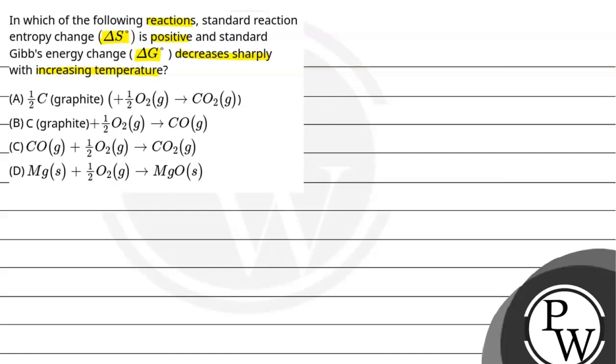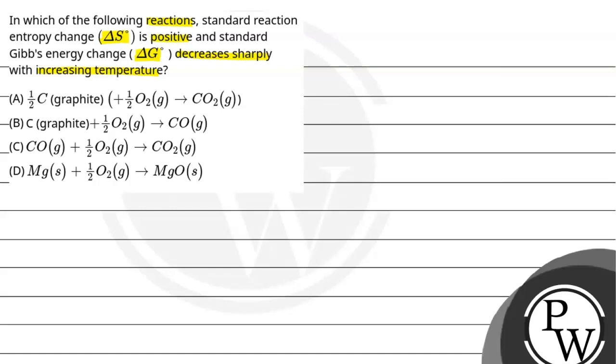So we have 4 reactions A, B, C and D where reaction A is half mole of carbon from the graphite reacts with half mole of oxygen to form 1 mole of carbon dioxide. B is 1 mole of carbon from the graphite reacts with half mole of oxygen to form 1 mole of carbon monoxide gas. Reaction C is carbon monoxide gas reacts with half mole of oxygen to form 1 mole of carbon dioxide. And the last reaction, reaction D, is magnesium reacts with half mole of oxygen to form magnesium oxide.